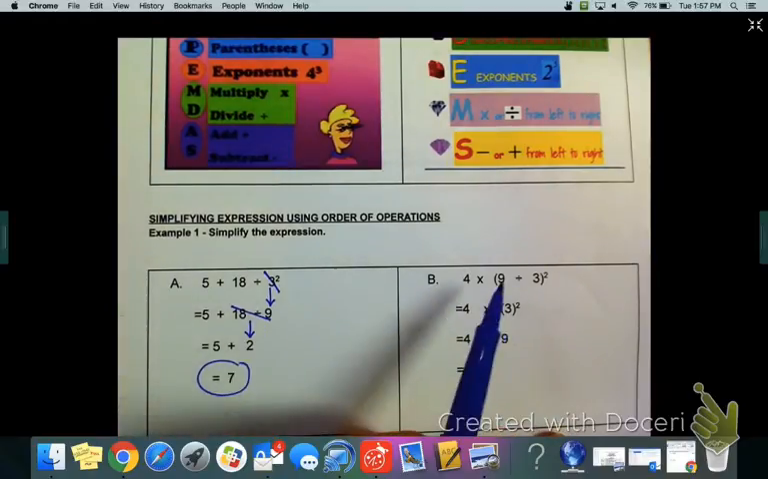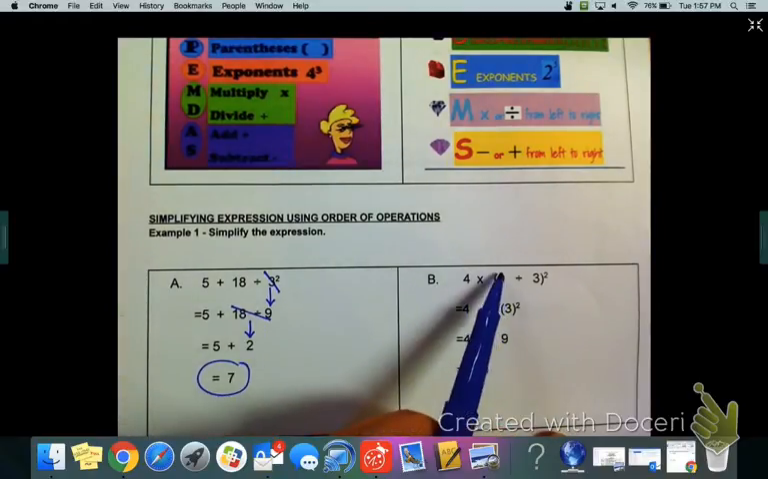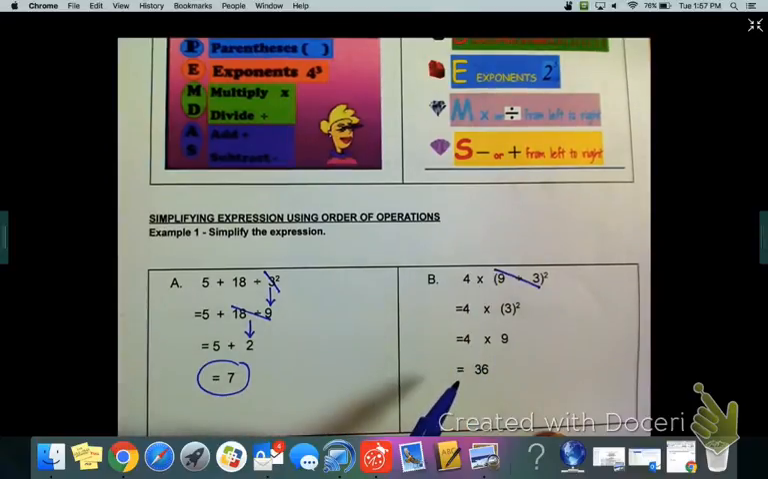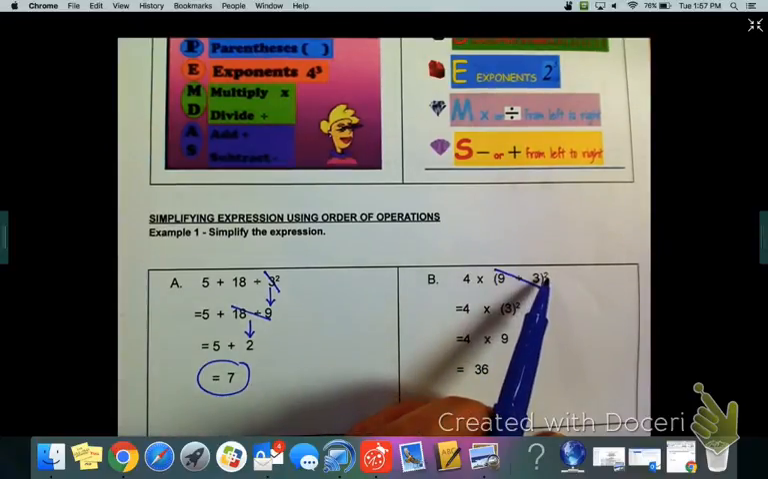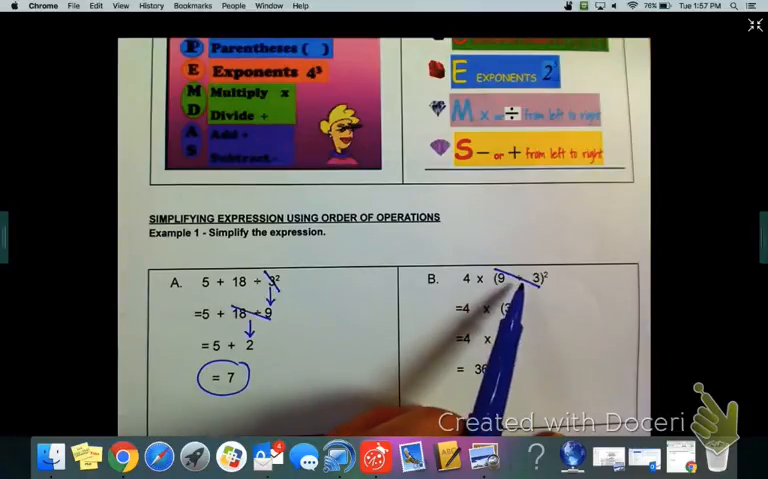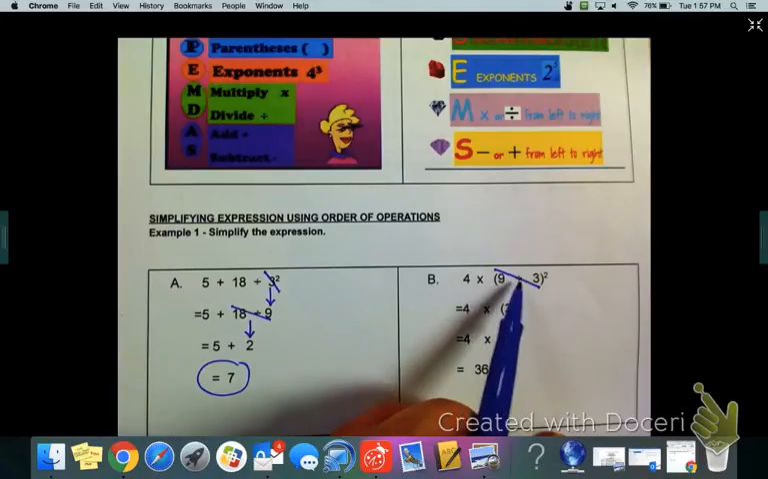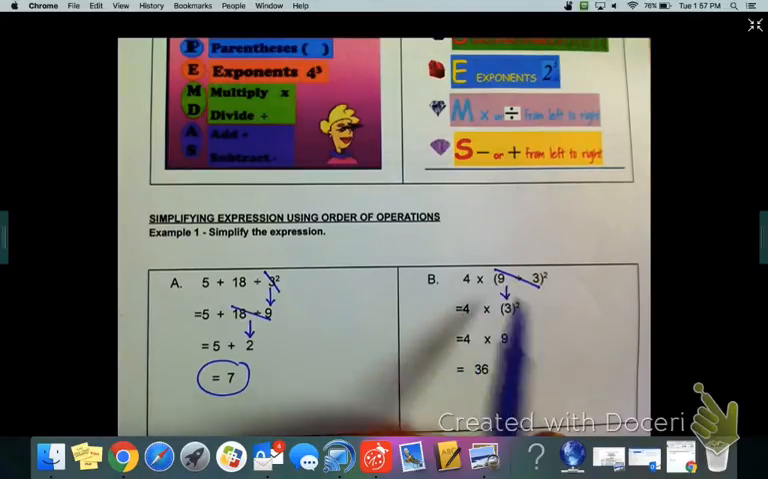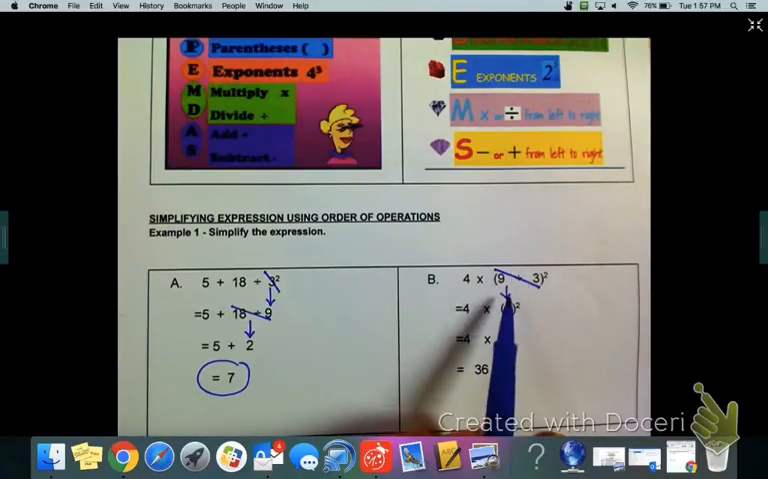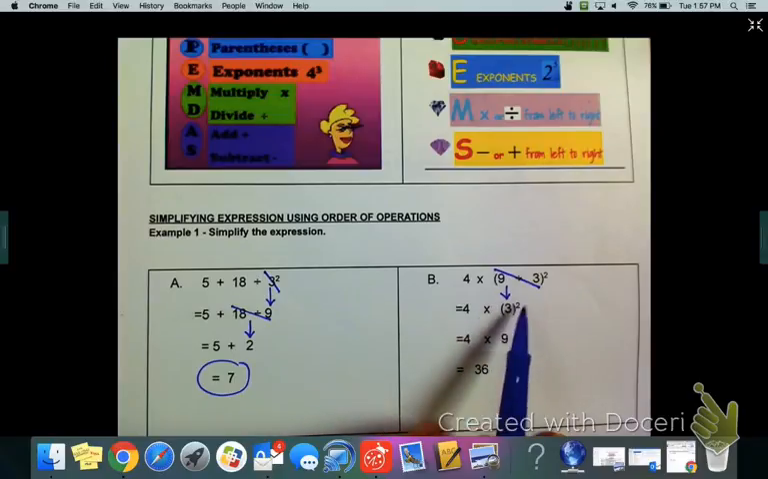Example B. I do have grouping symbols in this one. I will do 9 divided by 3 first. The exponent on the outside will represent the number that's inside the parentheses. So I rewrite 4 times, and then 9 divided by 3 is 3. So I've replaced that division problem with the answer of 3, and then the exponent is right there. So it's now 3 squared.